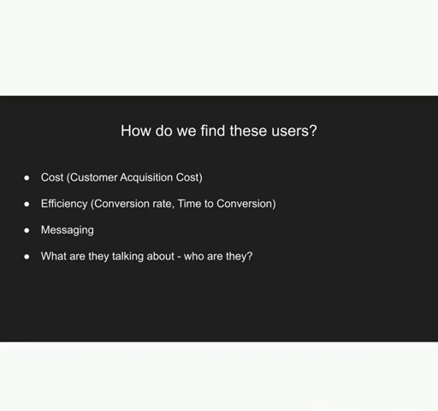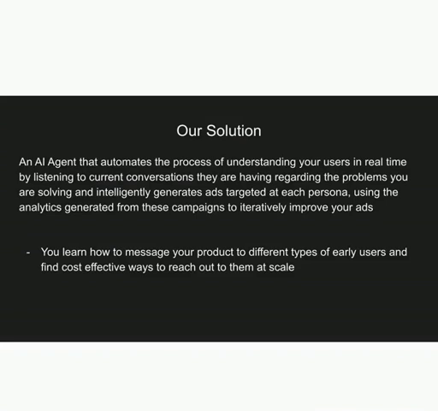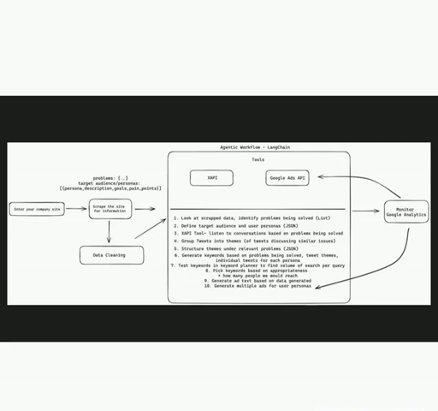So the solution is an AI agent that automates the process of understanding your users in real time by listening to current conversations they're having regarding the problems you're solving, and intelligently generating ads that target each persona, using analytics generated from these campaigns to continually improve your ads. So basically, you learn what messages work for your product with different user personas, and you find cost-effective ways to reach out to them at scale. This is a high-level overview of the workflow.